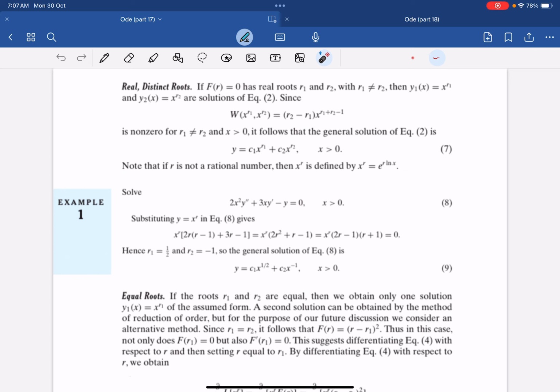If they are real and distinct, then of course the solutions will be x to the power r1 and x to the power r2. We can check that the Wronskian doesn't give us 0. So this tells us that y must equal a linear combination of this fundamental set of solutions.